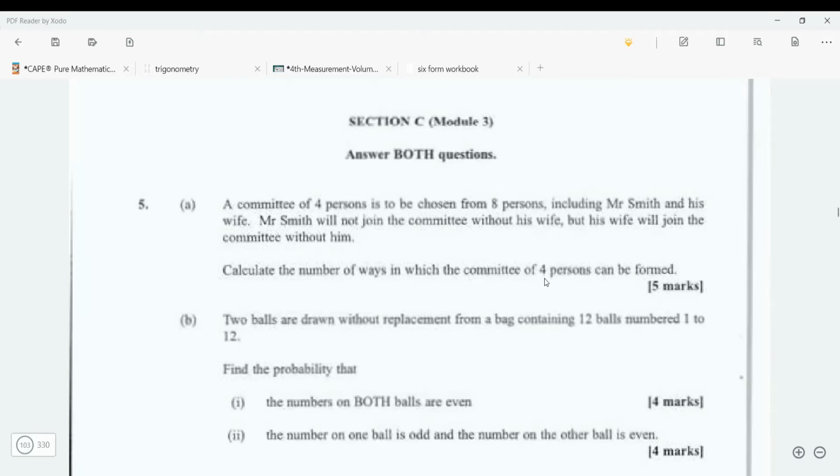Calculate the number of ways in which a committee of 4 persons can be formed. So we need a committee, and you have 8 people choosing from it, you need 4. Now it's not just 8 choose 4, right? Because there are different cases. So we need a committee of 4 people from 8, right?